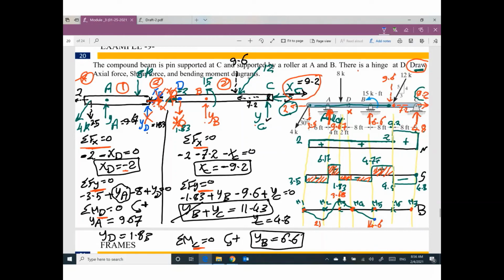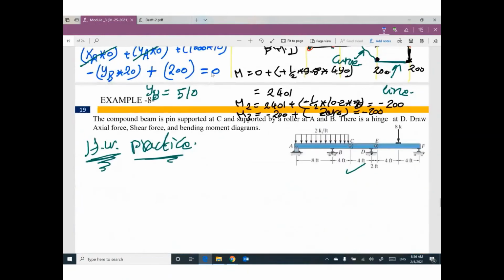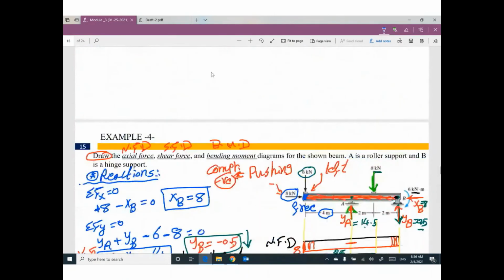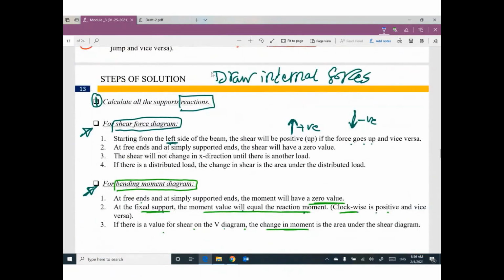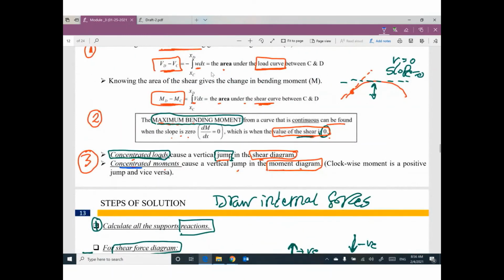For this value, we have a concentrated moment. If you go back to our rules, if you have a concentrated moment, you will expect a vertical jump in the bending moment. This vertical jump to up or to down: if the moment is clockwise, it will be positive to up. If it is counterclockwise, your jump will be to down.